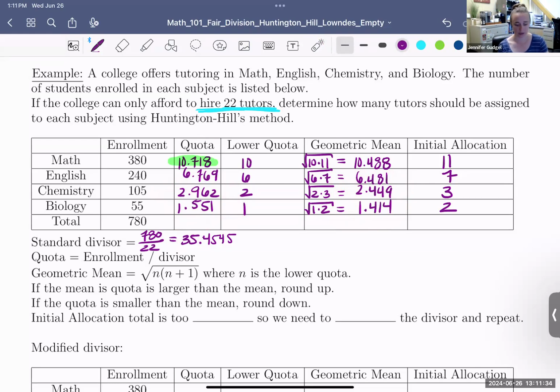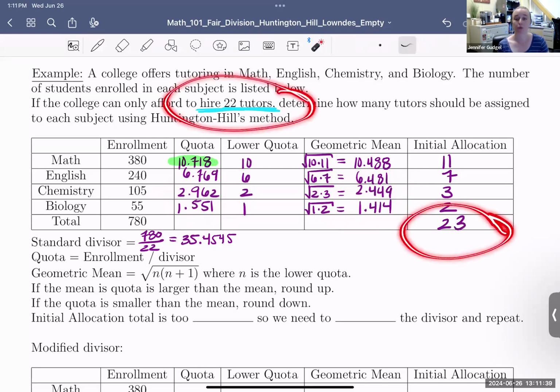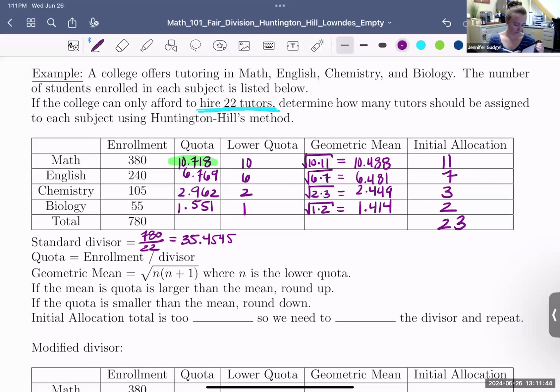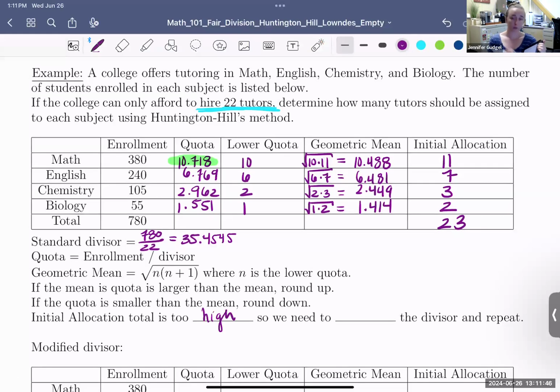11 plus 7, 18, 19, 20, 21, 22, 23. That is too many, okay? It's too large, it's too high. And what do we do when the number of allocation is too high? We increase the divisor. I know a lot of students say, oh, it's too big, I want to decrease. Well, yeah, I want to decrease the number of tutors, but to do that, you do the opposite to the divisor. So I need to increase the divisor. 23 is too big, I need to increase the divisor.